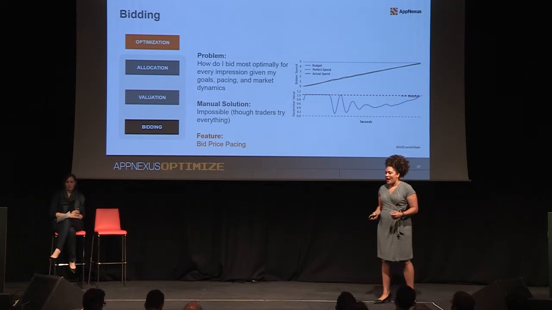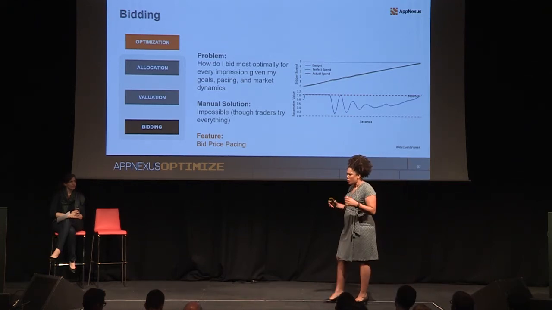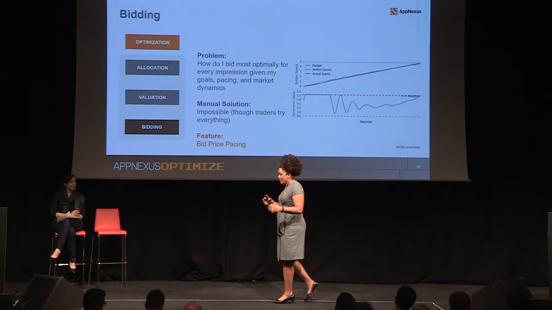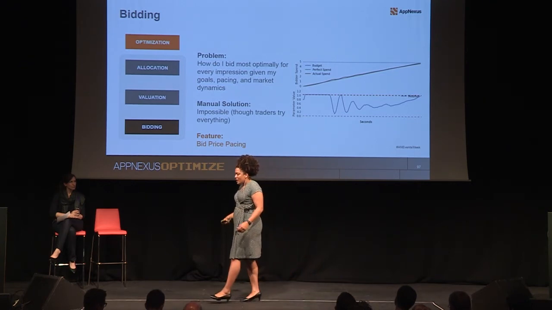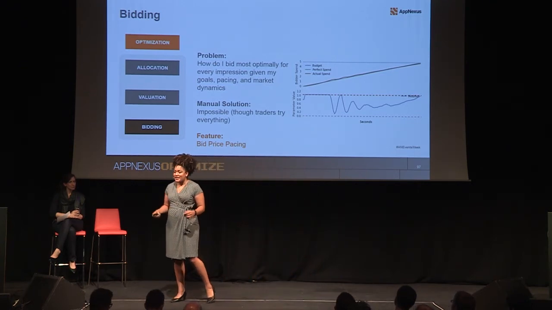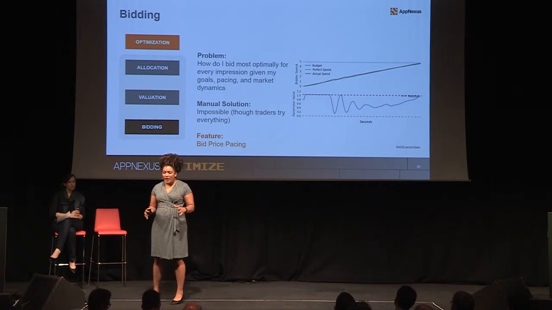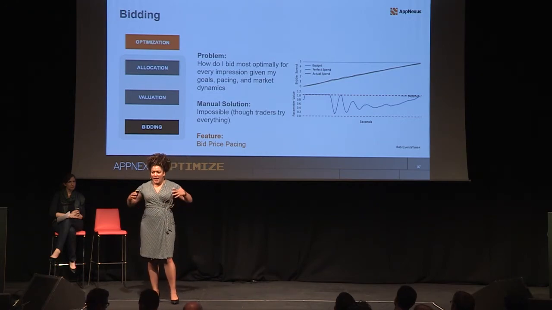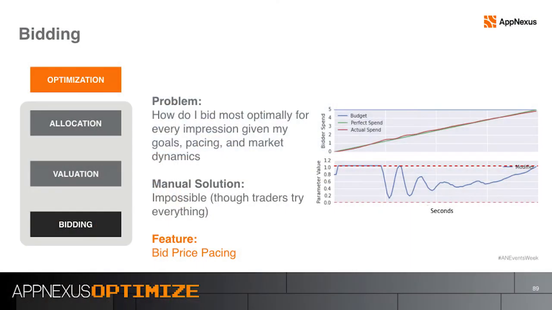So now that you have all of this information, you know what to buy, you know basically where to buy it, the last hurdle you have to cross is bidding. How do you take all that information, all of these different inputs, and actually go out and bid most effectively? And traders have thousands of ways to do this. You hear tales of people who can get you twice your performance for half the money.